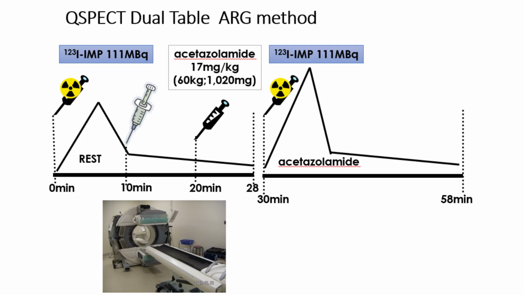Brain Perfusion SPECT using I-123-IMP can evaluate cerebral blood flow at rest and during acetazolamide loading in a single test, which takes approximately 1 hour. The I-123-IMP is administered twice, and an arterial blood sample is taken 10 minutes after the first dose to measure the radioactivity of the arterial blood.